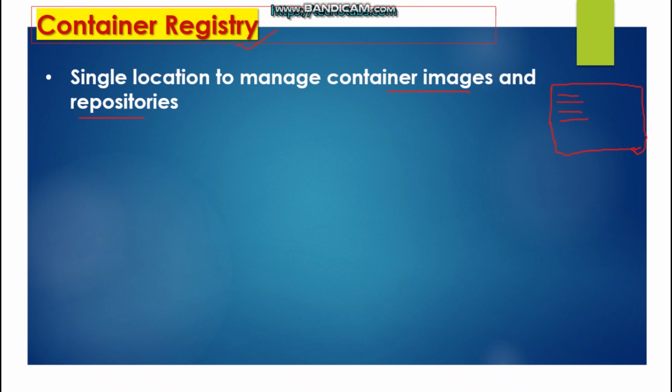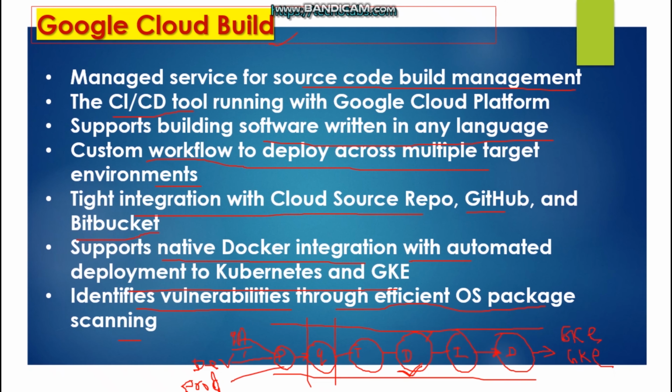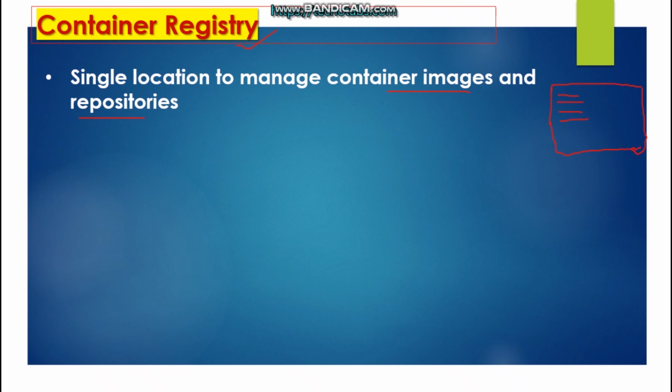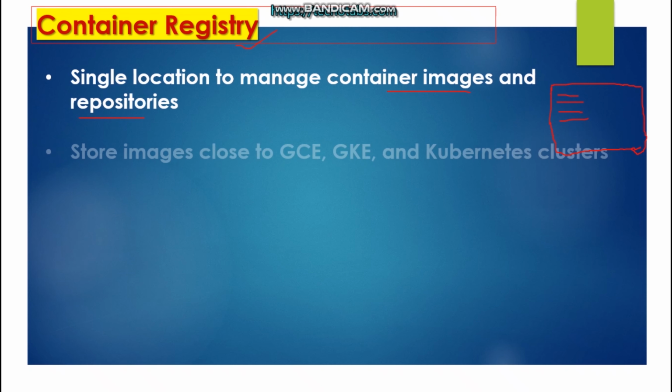Why does it store them? As in the previous slide we saw, there was a step where Docker was involved. When your code is coming through the pipeline, it comes to Docker, forms a Docker image, and stores it in a container registry. The next step will take the image from that registry and start performing the build on that image. All right. So it stores all the images that you are making using the pipeline.